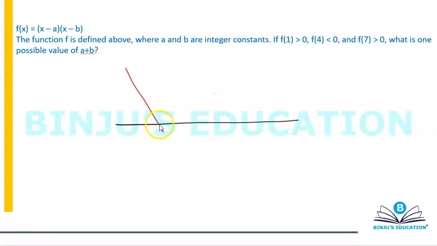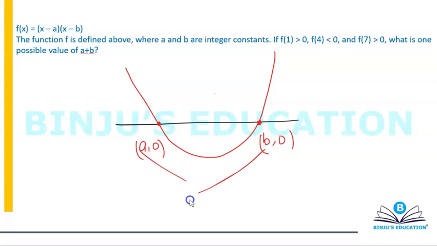So your parabola will be something like this. Now this point we can say will be (a, 0), and this point here will be (b, 0). Now I do not know what a and b are. I have no idea. The function f is defined above, where a and b are integer constants. Okay, so a and b are integers. That's something given to us. f(1) is positive.